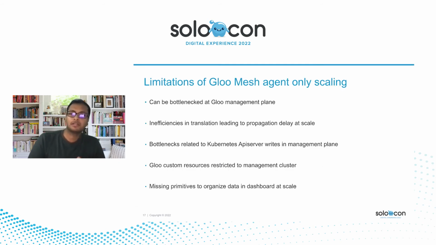But as you can imagine, just scaling the Gloo Mesh agent is not going to be enough, right? You can still be bottlenecked at the Gloo management plane. What we found in version 1.2 was there were a lot of inefficiencies in translation that were actually linked to propagation delay at scale. And that propagation delay can get worse and worse as you add more configuration in your cluster, or as you're adding more clusters and scaling out, right? So we wanted to address that in our new release.